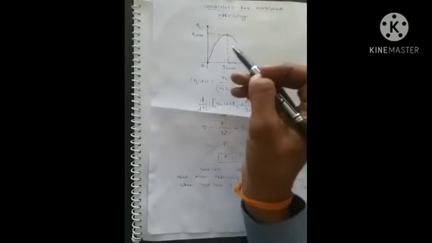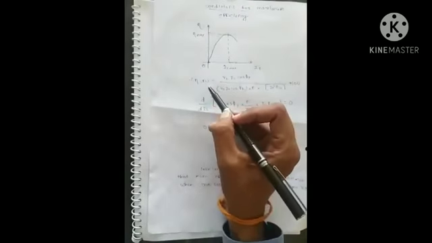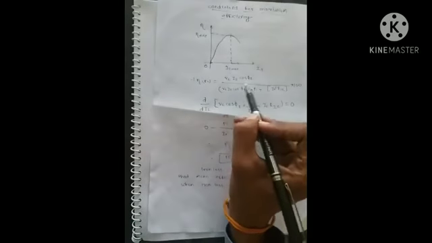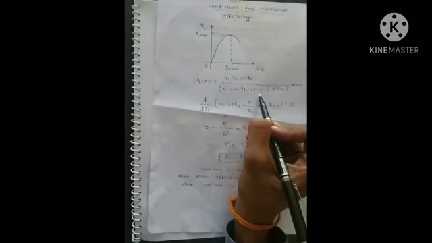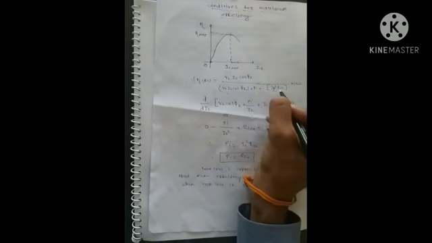So we know the general formula for the efficiency is V2 I2 cos phi 2 upon V2 I2 cos phi 2 plus Pi plus I2 square R2E, into 100, right?